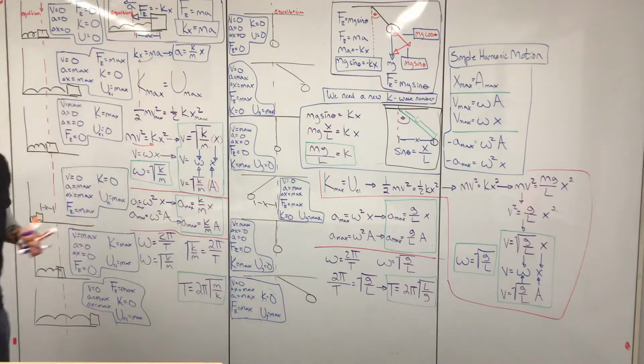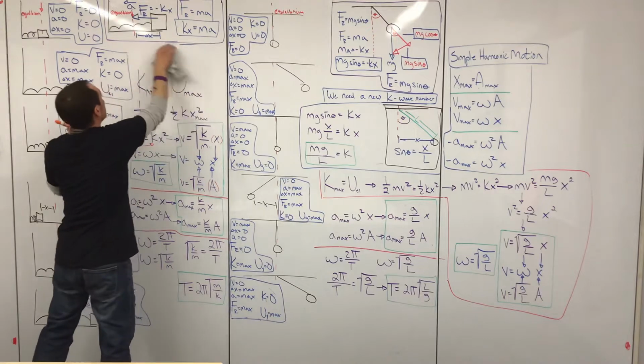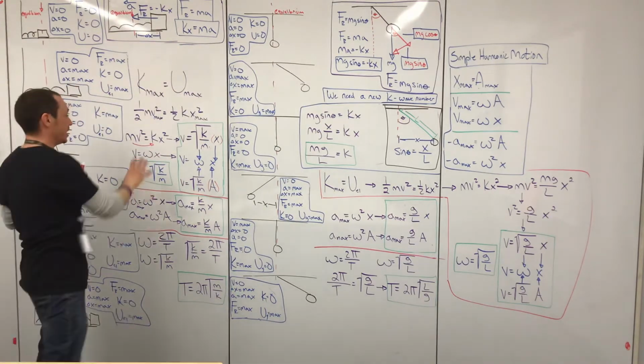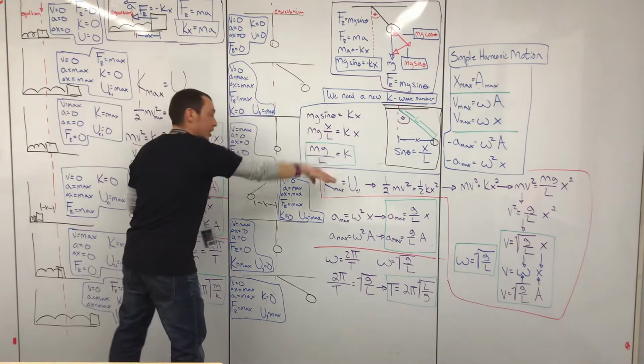What we typically do is indirectly find omega by finding the velocity from the kinetic energy. We do the same thing over here, okay?